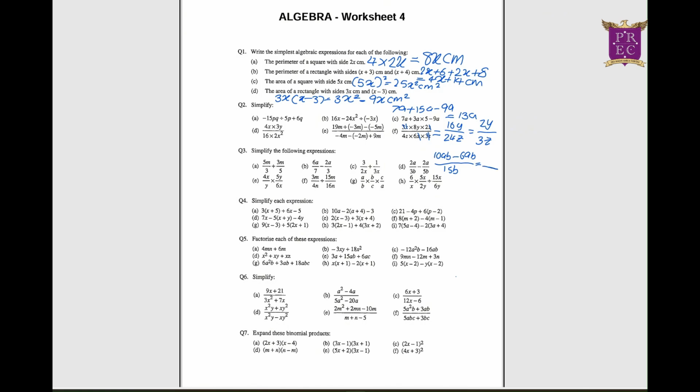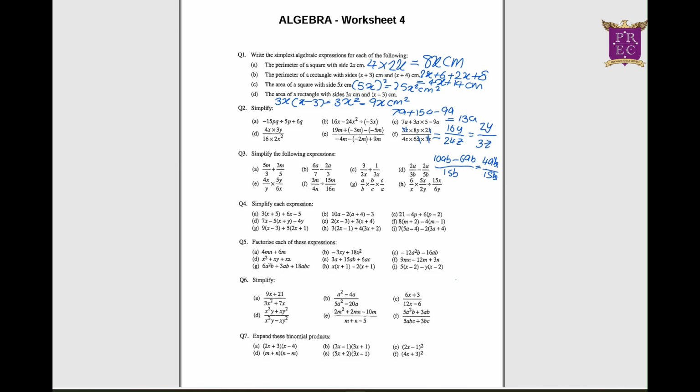So now we're left with 4ab over 15b. So we can cancel the b's out. So we're left with 4a over 15. Alright, let's do the next one.